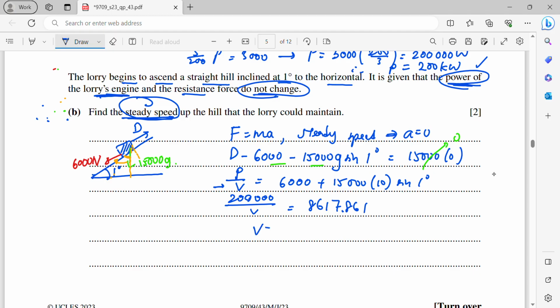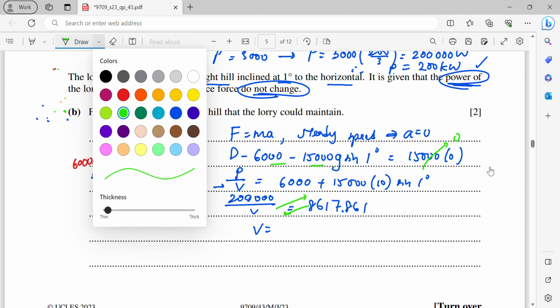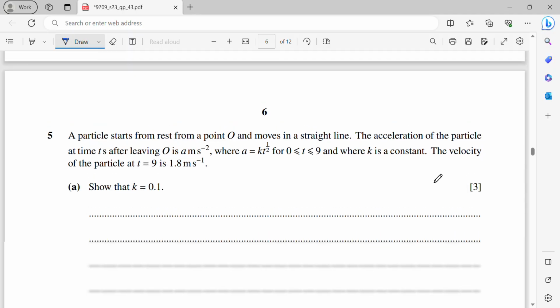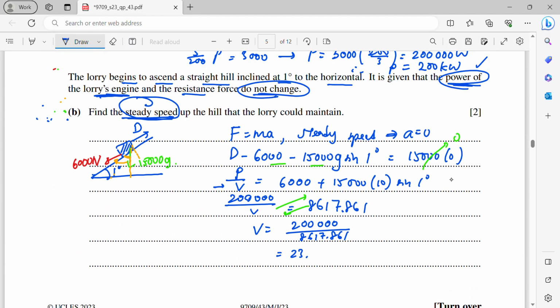Then now to get the V, just move up the V and move down the right side. Okay, just cross multiplication. Then it will be 200,000 over 8617.861. Then you will get 23. Okay, this is already a final answer. No more calculation after this. So I will just round up directly. So it will be 23.2 meter per second.